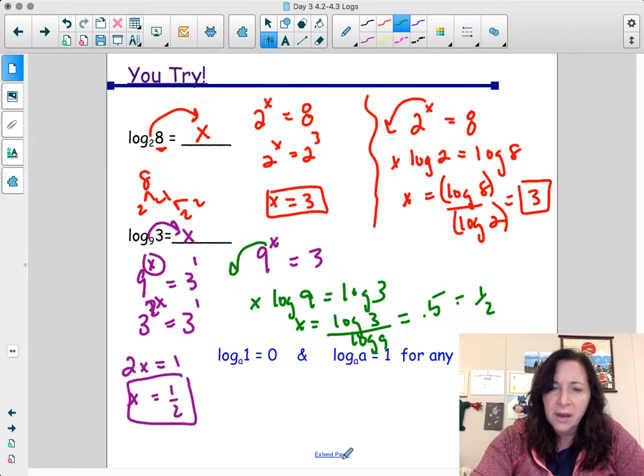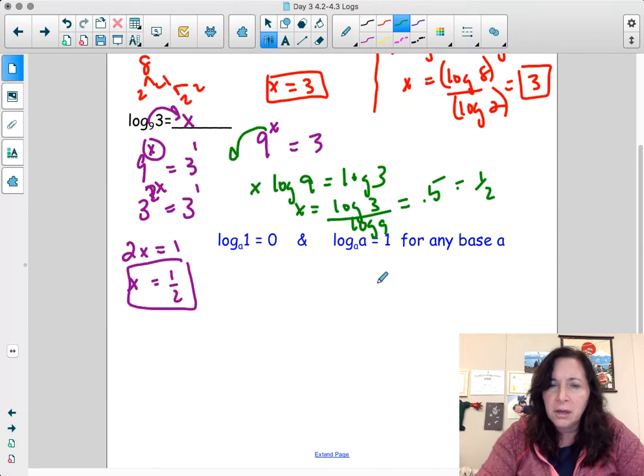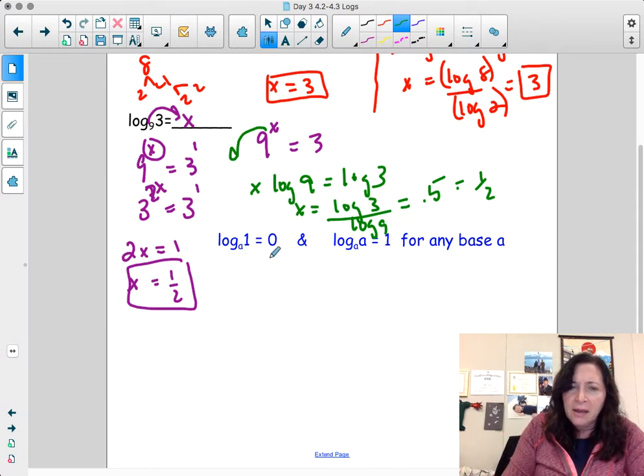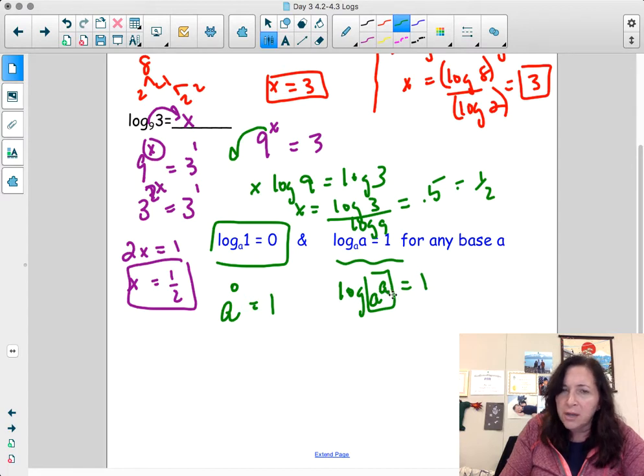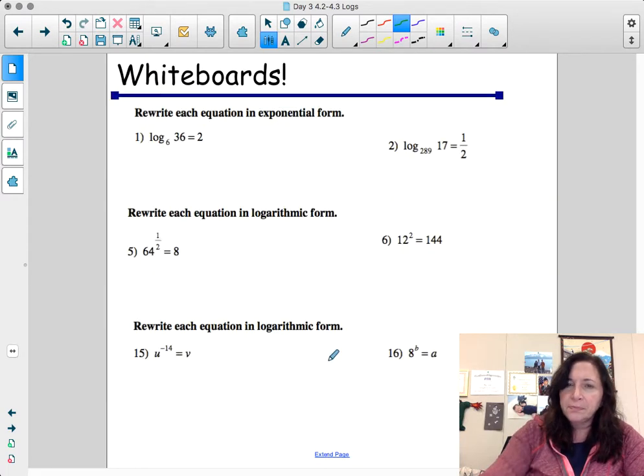Couple of things that I do want to mention that I do have on here. Like this right here, log base a of 1 equals 0. A to the 0 power is 1. True. Also, this is what we also talked about when we had log base a of a. Well, that's always going to equal 1. If these two values here are the same, if my base and my argument are the same, then my answer is equal to 1.